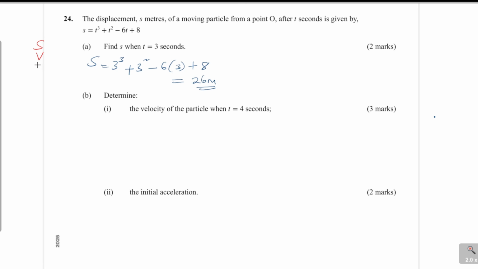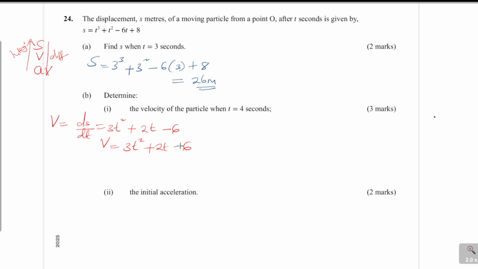You differentiate velocity to get acceleration. Downward movement, you differentiate. Upward movement, you integrate. So in this case, we are going to use S. To get velocity, we differentiate S with respect to t. Differentiate t cubed, that gives 3t squared. Differentiate t squared, that will give 2t. Differentiate minus 6t, you get minus 6. So therefore velocity is equals to 3t squared plus 2t minus 6.